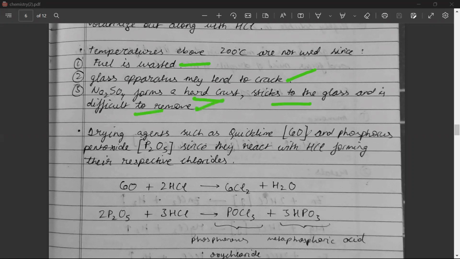Drying agents such as quicklime and phosphorus pentoxide, so please do note the chemical formula. You have drying agents such as CaO quicklime and phosphorus pentoxide P2O5, since they react with HCl forming their respective chlorides. If you look at the end of each of these reactants and products, you have CaCl2 and POCl3, phosphorus oxychloride and calcium chloride. They have formed their respective chlorides with HCl, as you can see from the left hand side of the entire reaction. Okay, so let's move on.